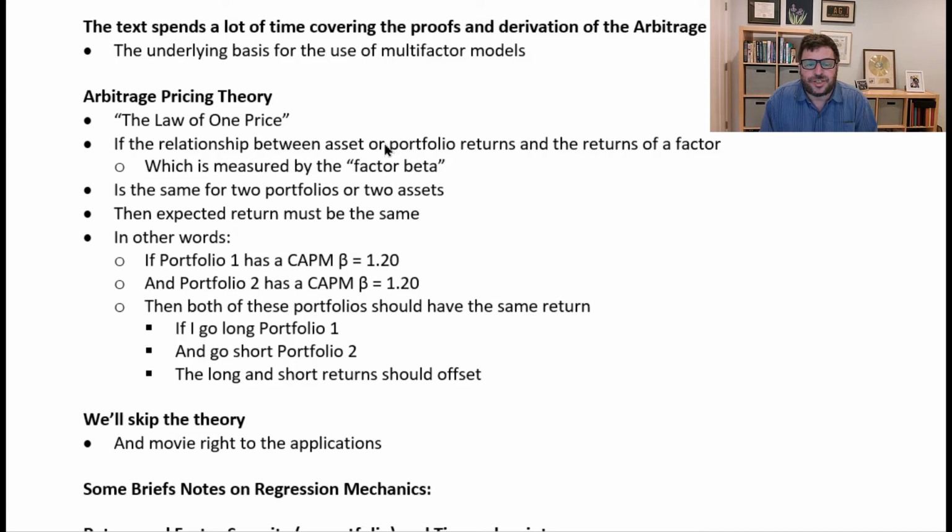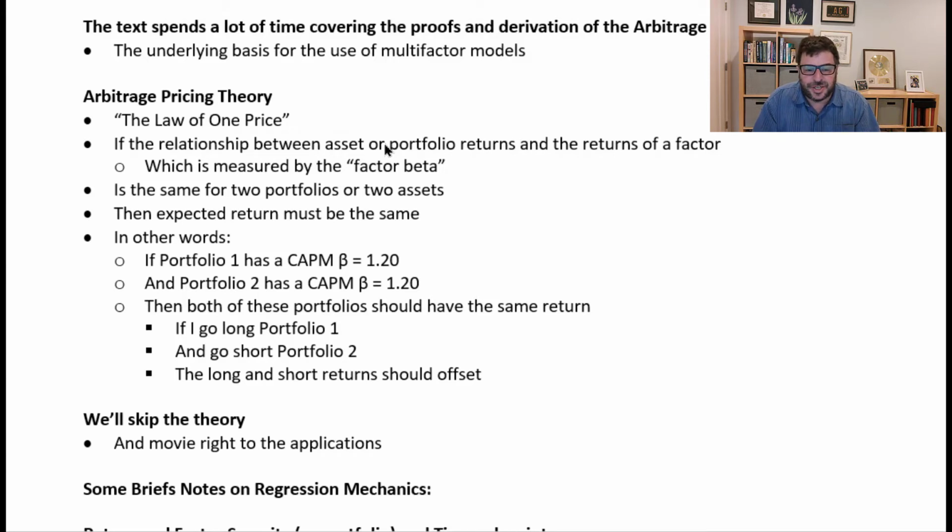And arbitrage pricing theory is essentially the law of one price. It says if the relationship between an asset or a portfolio's returns and the returns of a factor, which is measured by the factor beta, is the same for two portfolios, then the expected return of these two portfolios must be the same. So in simple terms, if portfolio 1 has a CAPM beta of 1.2 and portfolio 2 has a CAPM beta of 1.2, then both of these portfolios should have the same return. And if I go long portfolio 1 and short portfolio 2, then these returns should offset.